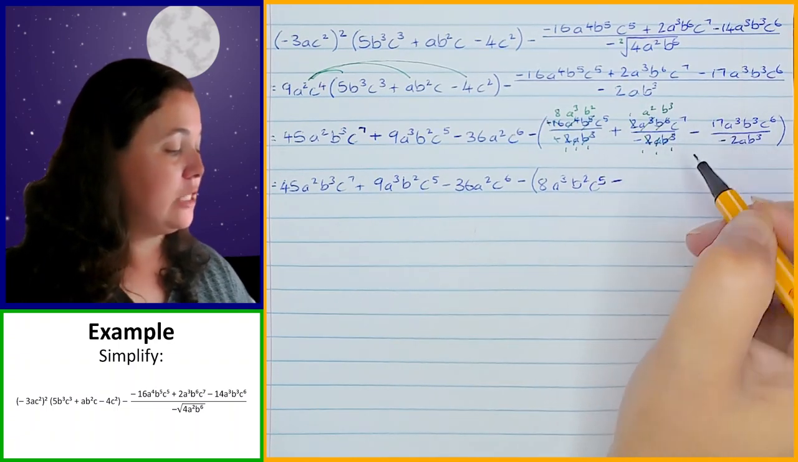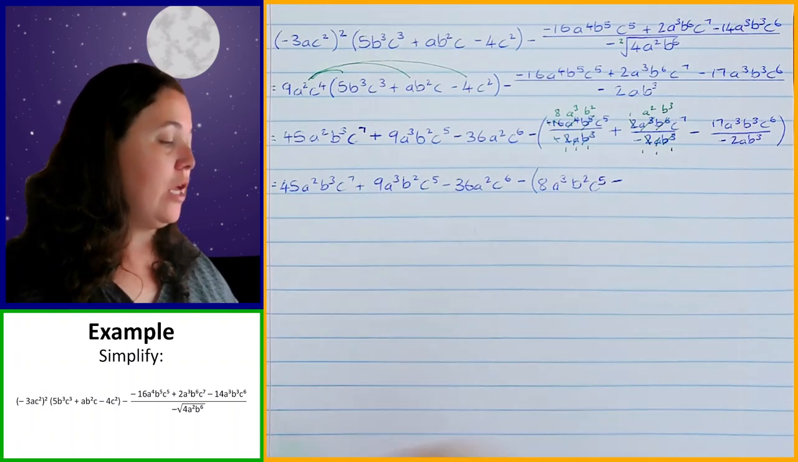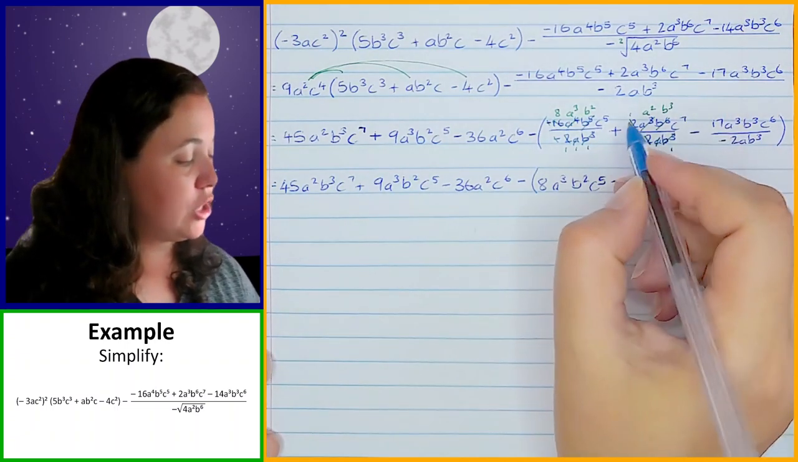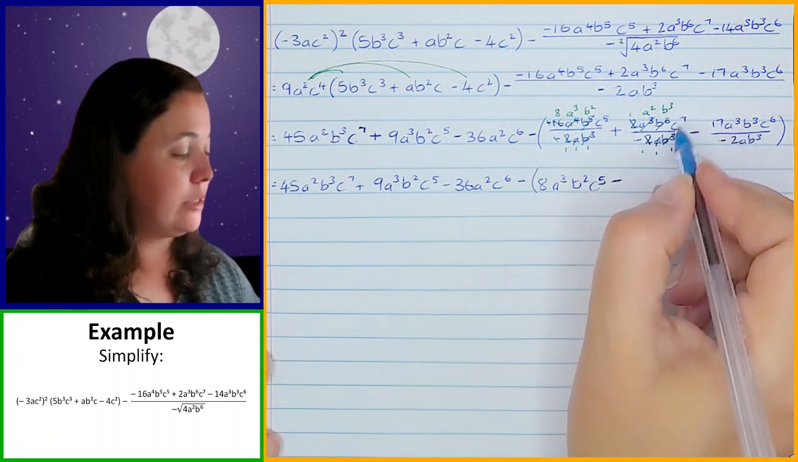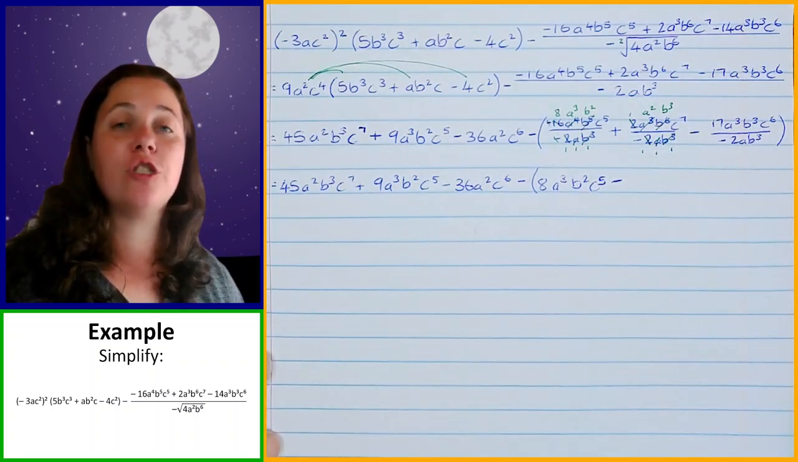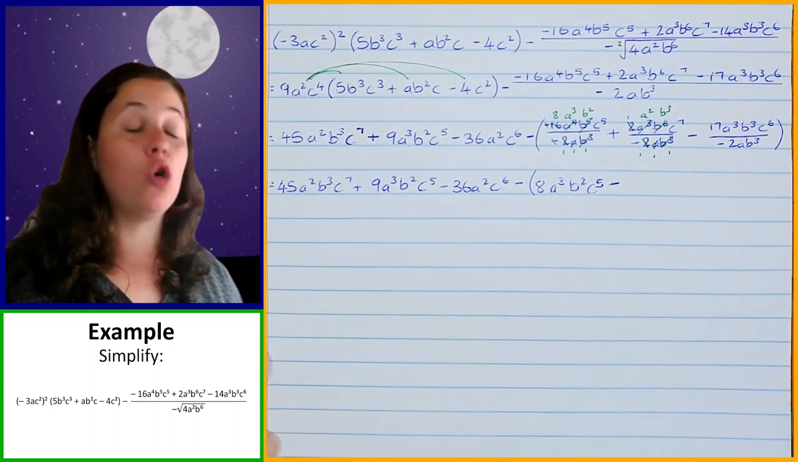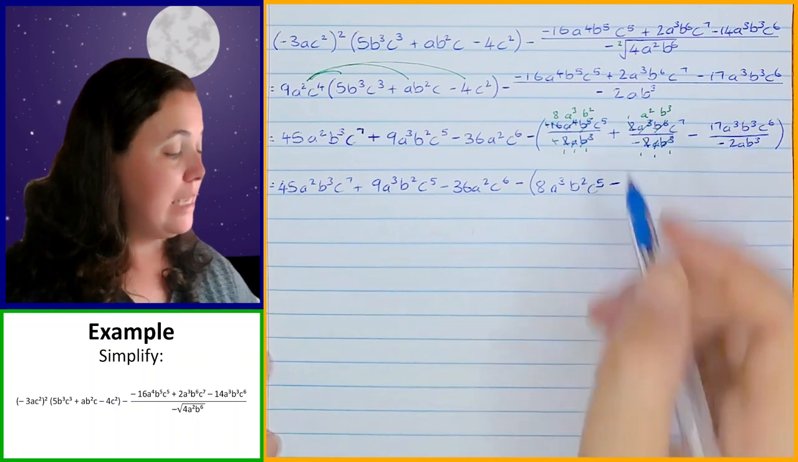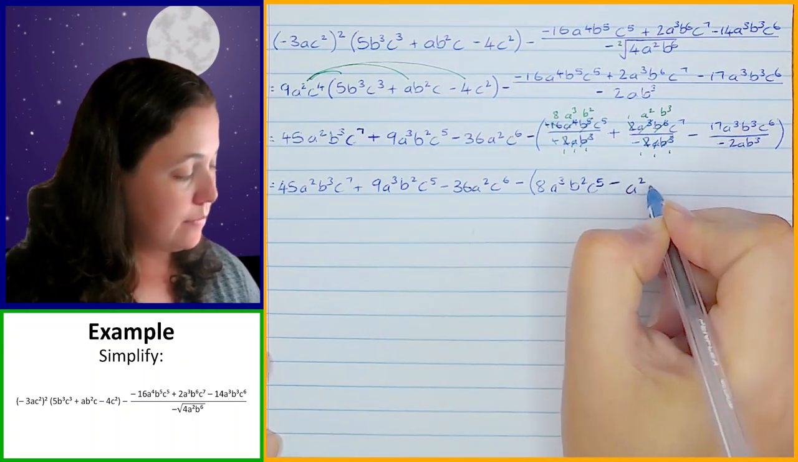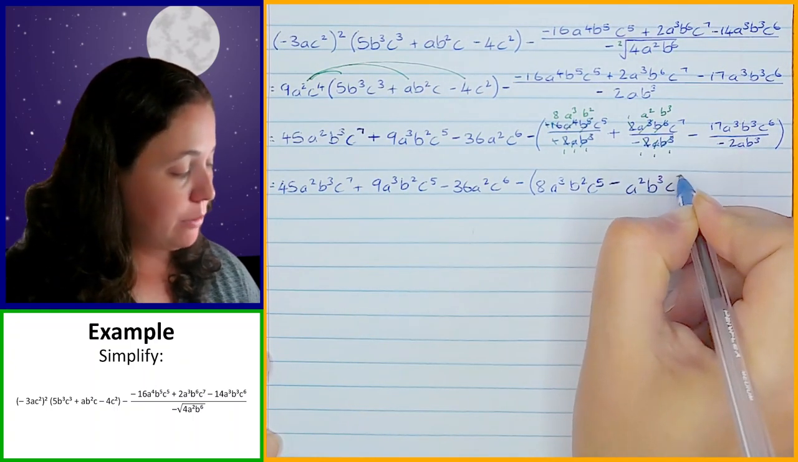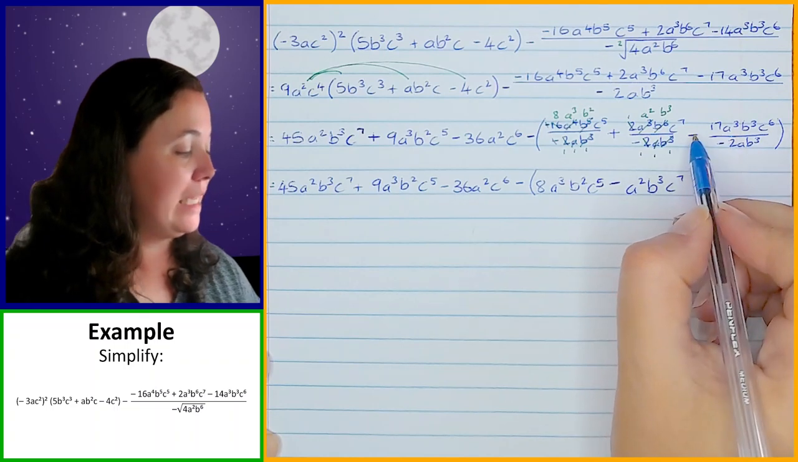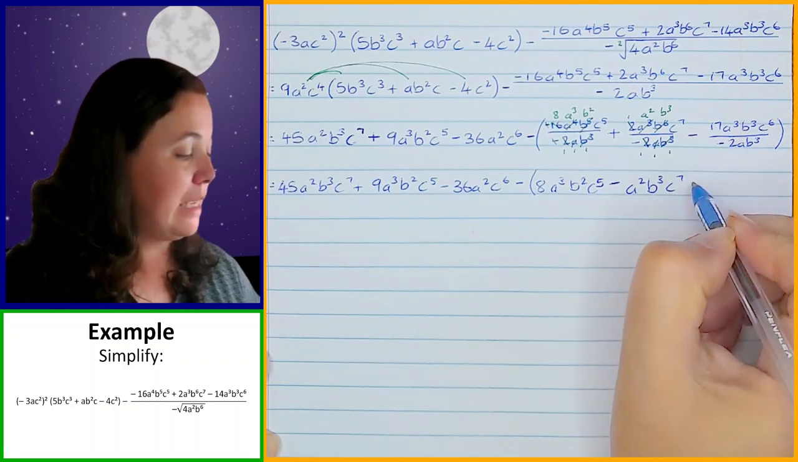And again, the c to the power of 7 has nothing to simplify with, so it's going to stay as it is. So that's going to be 1 a squared b cubed c to the power of 7. But remember, when we have a coefficient of 1 with variables, we don't need to write the 1. So I'm just going to write a squared b cubed c to the power of 7. Then I've got a negative divided by a negative. That gives me a positive.